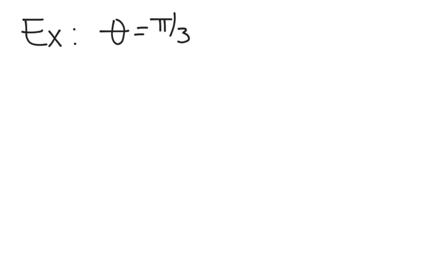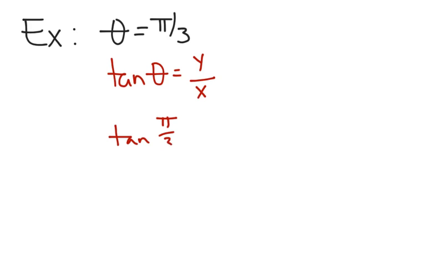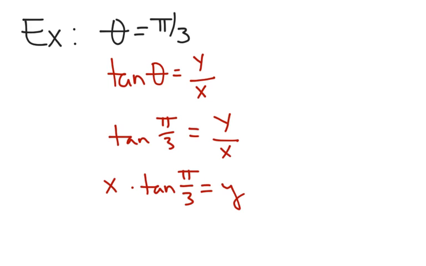Well, if you recall that tangent theta is y over x, and this is something that we used when we were changing between rectangular and polar coordinates. If you do the tangent of pi over 3 is equal to y over x, and then solve for y, you get x times the tangent of pi over 3. And the tangent of pi over 3 is the square root of 3. So the rectangular graph is just the graph of y equals the square root of 3x.